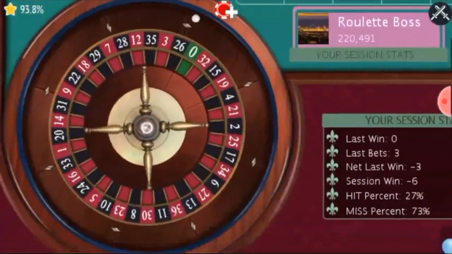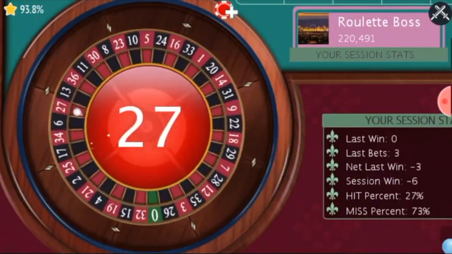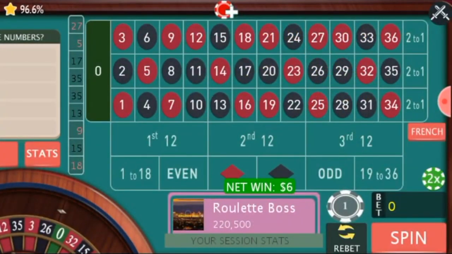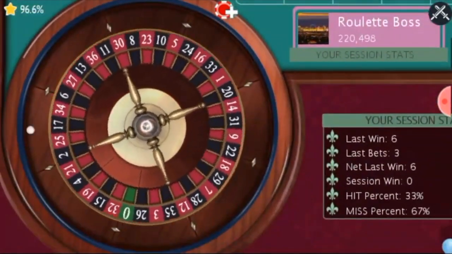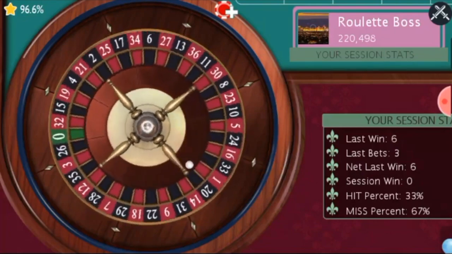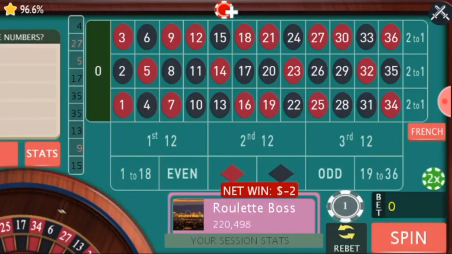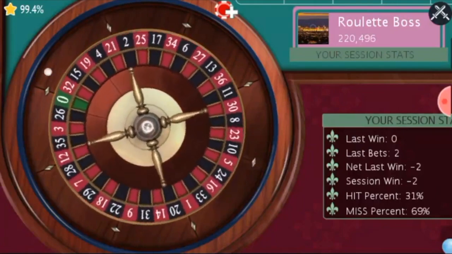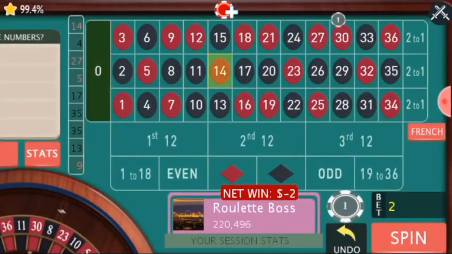Spin number 2. We have a hit on spin number 2. So remember I told you, when you have a hit on spin number 1 or 2, you are going to minus 1 unit from your bets and continue to count. Spin number 2. Spin number 3. And we lose spin number 3.